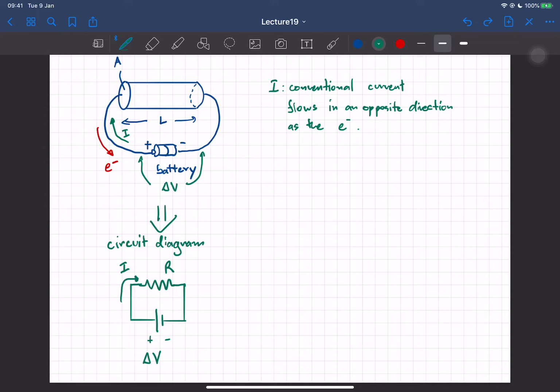Okay, and then what we found from the experiment is that the amount of current flowing in the circuit for a given type of material or a given shape of the material depends on V. So I depends on V. Actually, let me start with this. So I actually is directly proportional to V, or delta V. This is found experimentally.